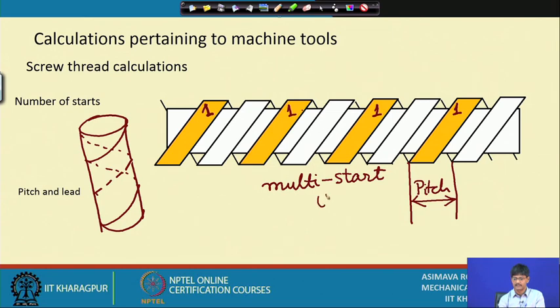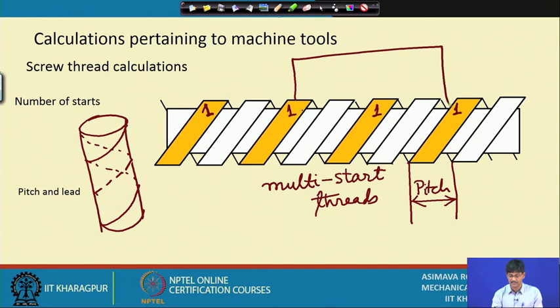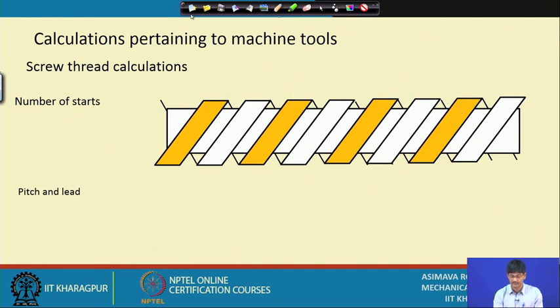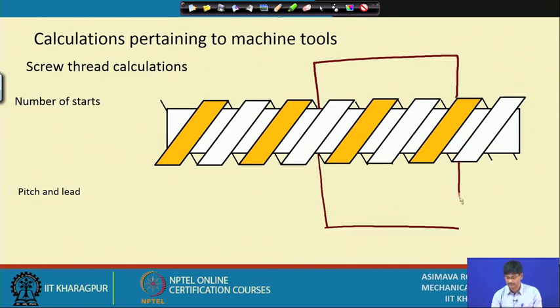Multi-start threads. What purpose do they serve? In that case, if you have a nut connected to it, just a moment, yeah, if you have a nut connected on that, nut is a device which has fitting grooves on it into which these threaded elements can be fit in. Okay. So, this is the nut.